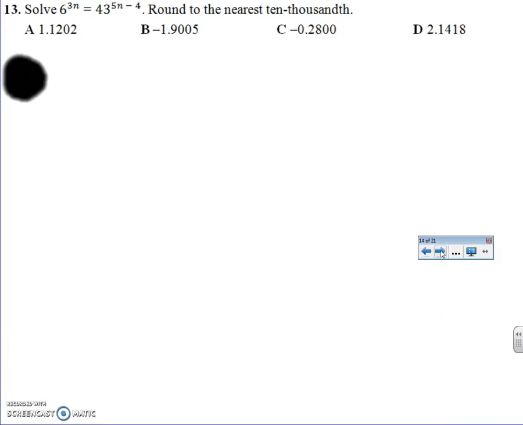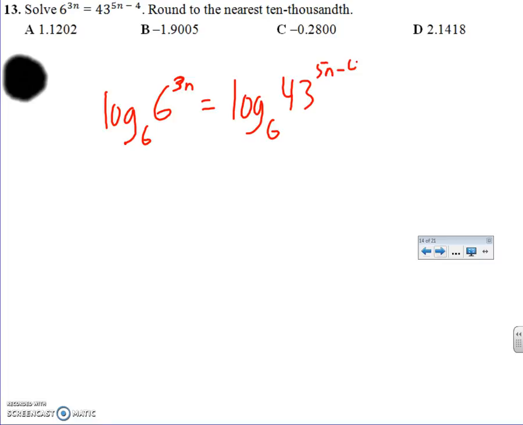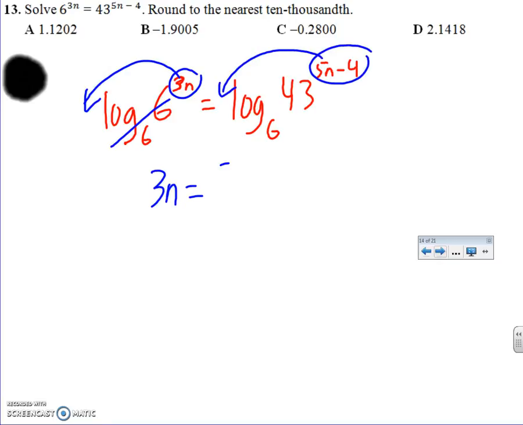13. Solve this, round to the nearest 10,000th. Now, technically, we could just plug all those answers into n and see which ones make both sides equal. But we'll do the math. So I'm going to take log base 6 of both sides. So you see we're doing this trick a lot. That's how you solve variables in the exponent. Remember, log base 6 of 6 cancels. All we have is 3n on the left side. On the right, the exponent drops down in front, so 5n minus 4, times log base 6 of 43.